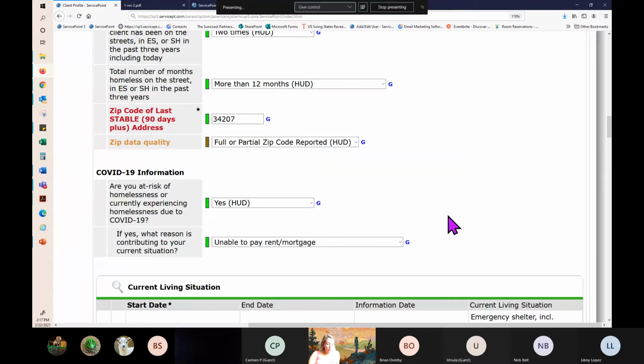There will be a time where we are asked as a continuum of care to identify how many clients have entered your coordinated entry system because of the COVID-19 pandemic. And this data point is where we will get this answer. So please ask and answer and report accordingly.